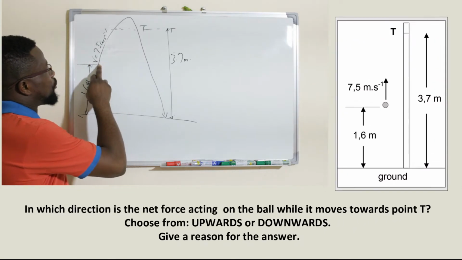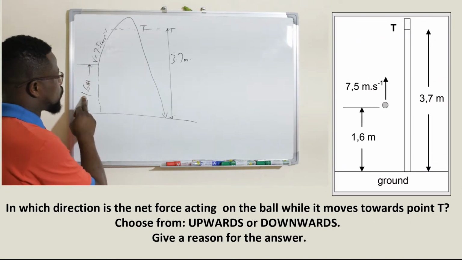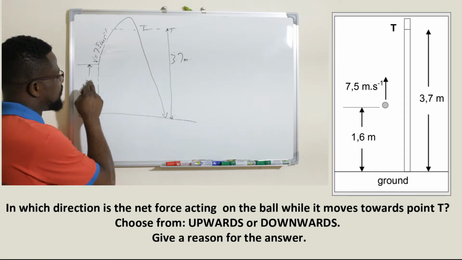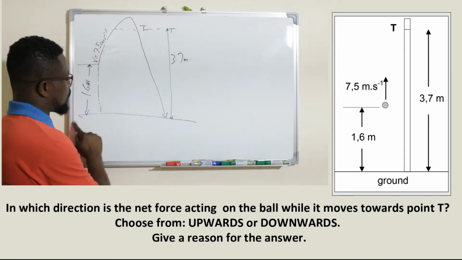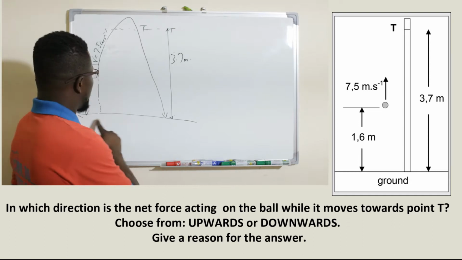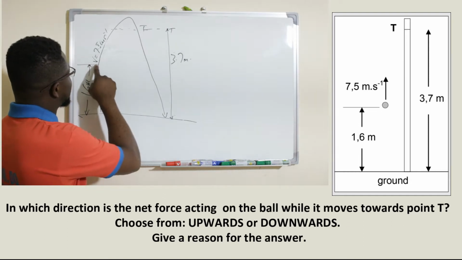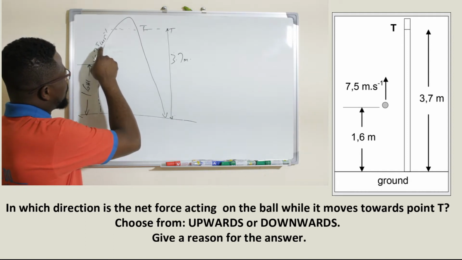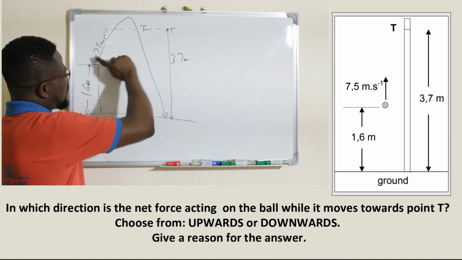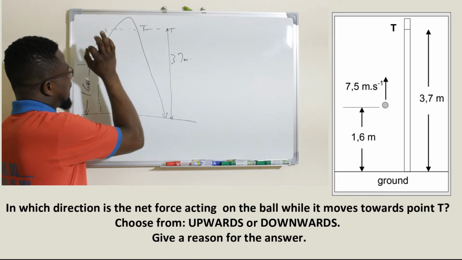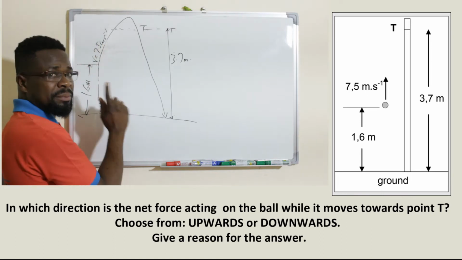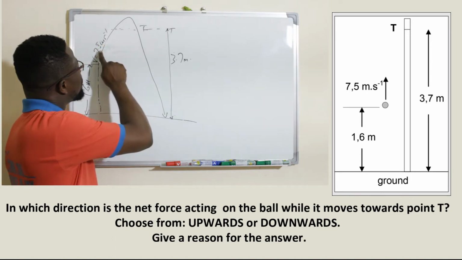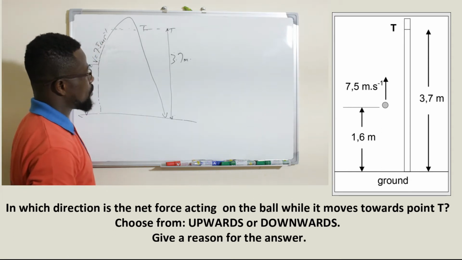The ball was being projected at a certain height, which was what? 1.6 meters above the ground level. So this is the ground level that we have, and this person has projected the object from this point here with a velocity of 7.5 meters per second. Now this object is being projected at this velocity, which means that the initial velocity is 7.5 meters per second.